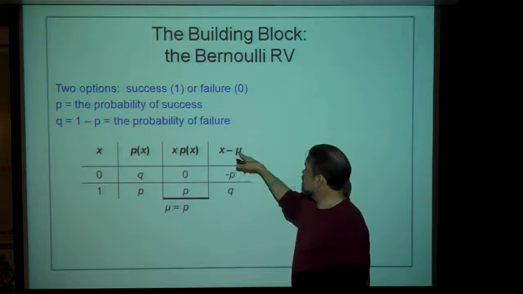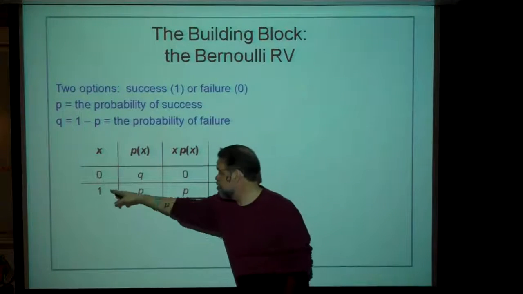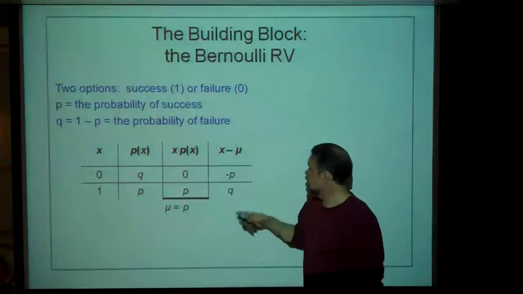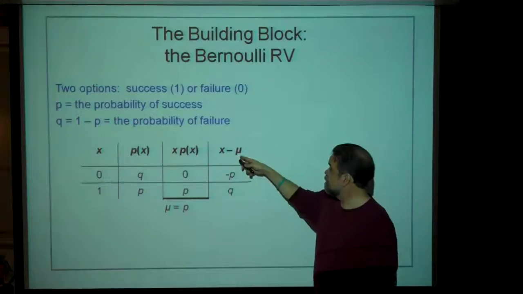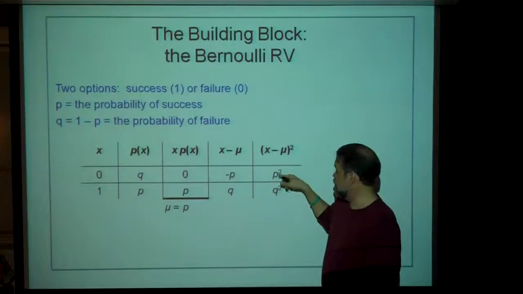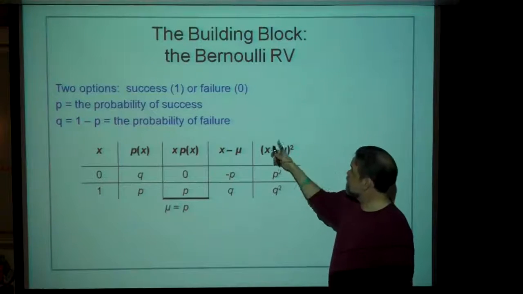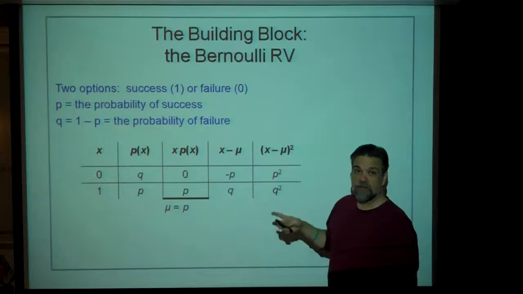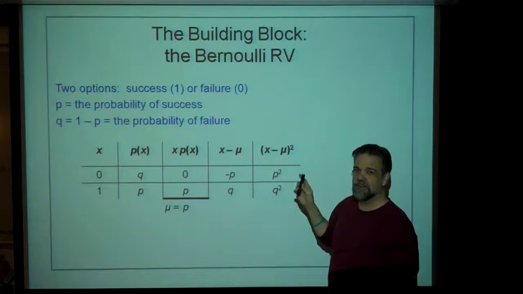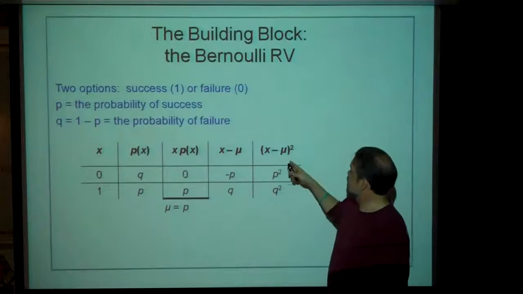So now, x minus the mean. Well, 0 minus p is negative p, 1 minus p is, as we saw, q, so we got q there. Next column, if you remember, to find the variance, we're going to square this. So negative p squared is p squared, q squared is q squared. And now our next column, we're going to multiply this times, by the way, if this is looking foreign to you, you need to go back and look at the last video, because this is how we calculate the variance.